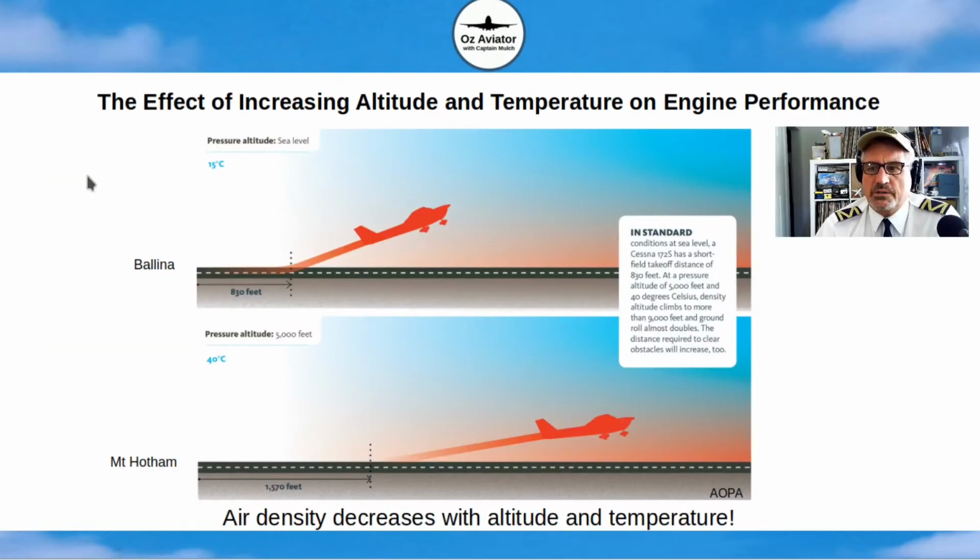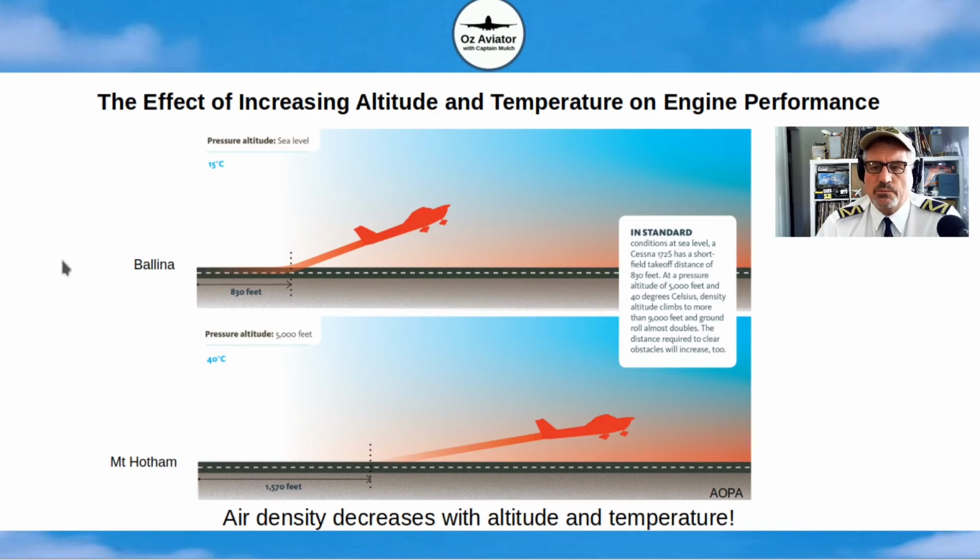Okay, the effect of increasing altitude and temperature on aircraft performance. Now with the atmosphere, air density decreases with altitude and it decreases with temperature. So the efficiency of the engine will decrease with a decrease in air density. So the higher you go in the atmosphere or the higher the temperature, your aircraft will not perform as well as it would lower in the atmosphere and at a lower air temperature.